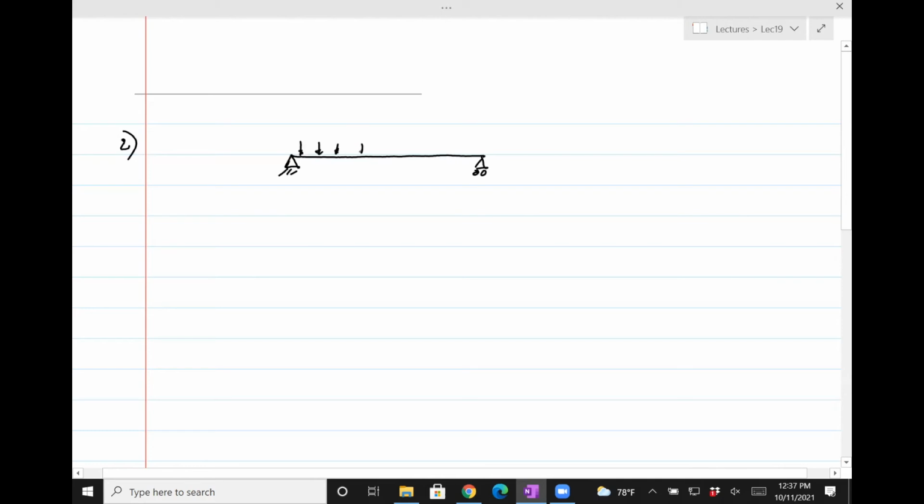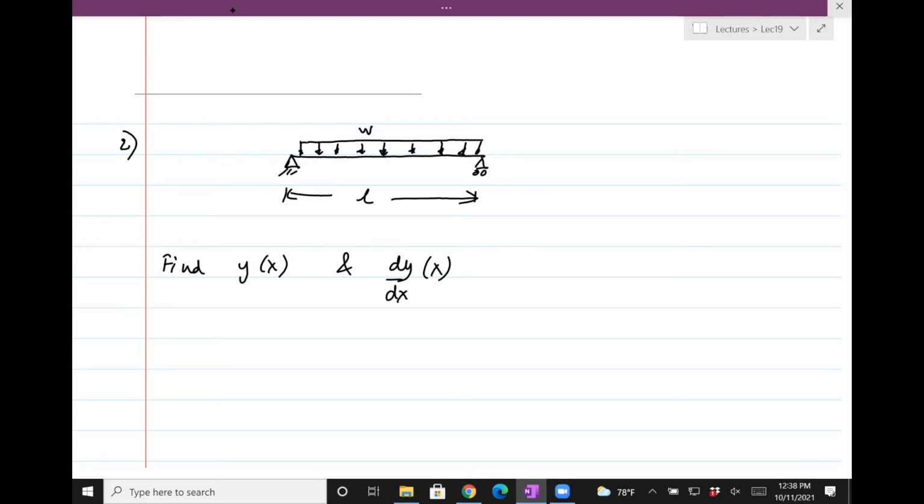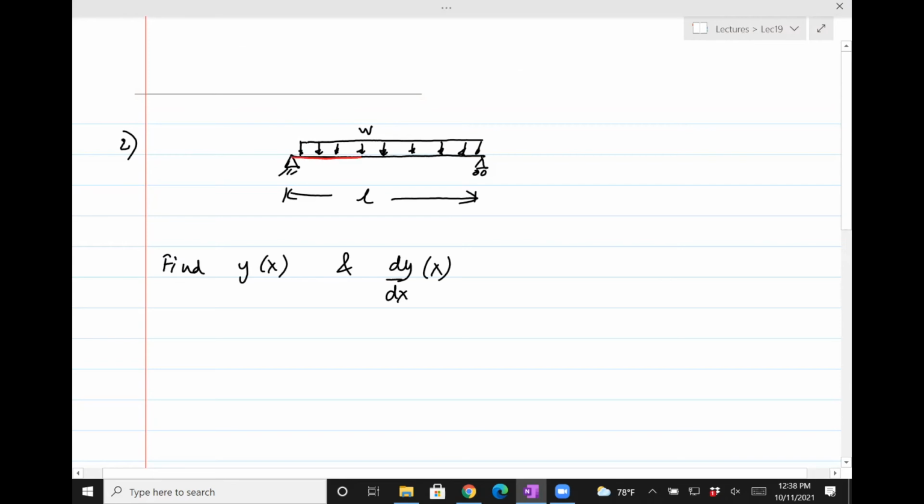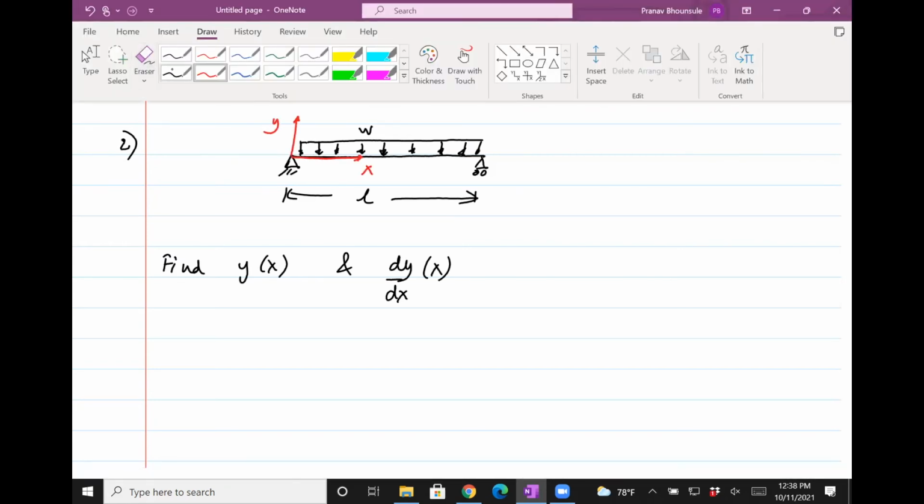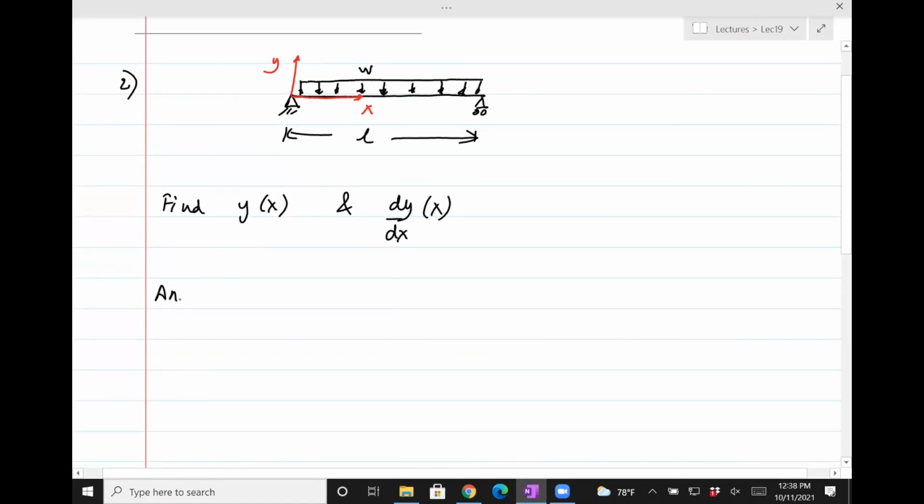This is the one with a uniform load of W. So the question is, find y of x, and dy/dx as a function of x. And clearly this is x, this is y. And the answer is as follows.